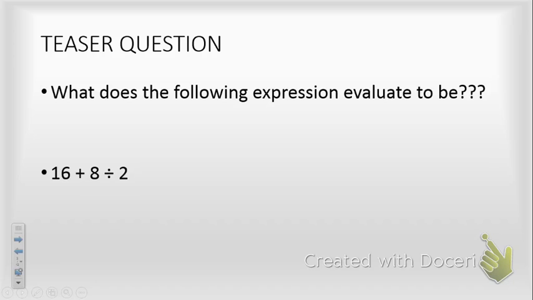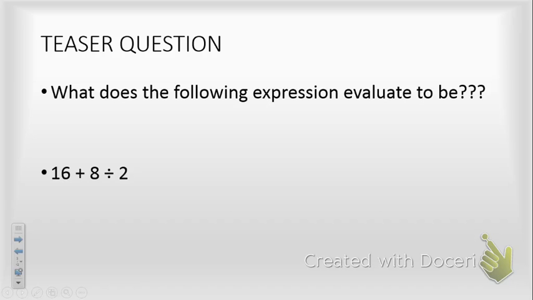Tonight we're going to be looking at section 1.3. So just kind of a little teaser question. See if you can write this answer down. We'll come back to it at the end, see if you got it right. What does the following expression evaluate to be? So what's the answer for 16 plus 8 divided by 2? But pause whatever you got to do as we move forward.